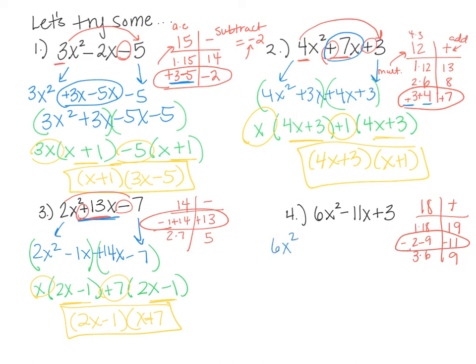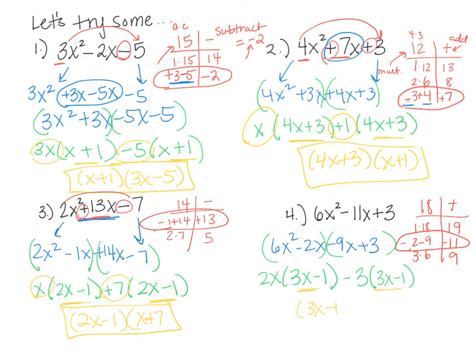6x squared minus 2x minus 9x plus 3. I'm going to group. Here I'm going to have a 2x in common, leaves me with 3x minus 1. Here I'm going to bring out a negative 3, which is going to leave me with 3x minus 1. I see I've got a match. And then my leftover is there.